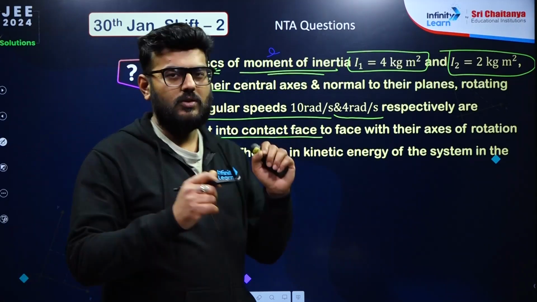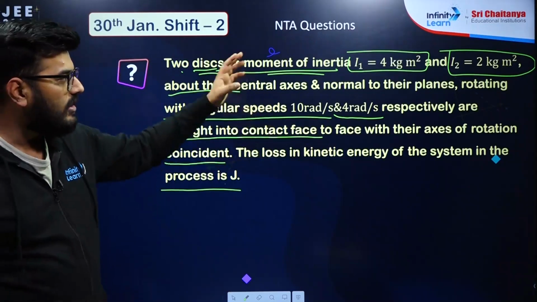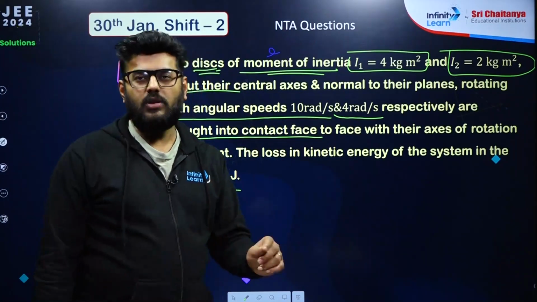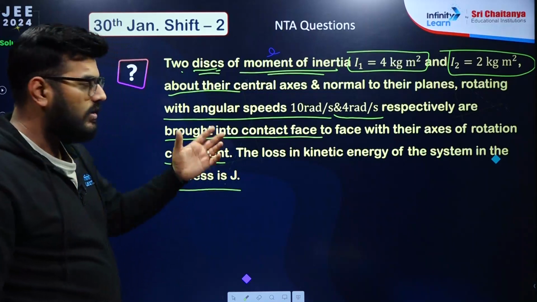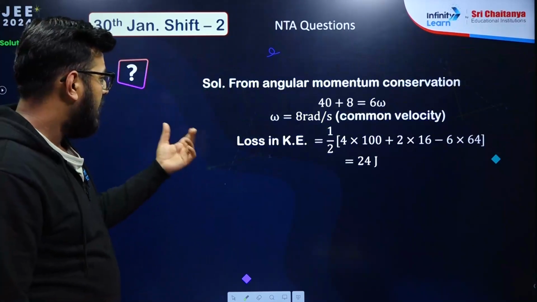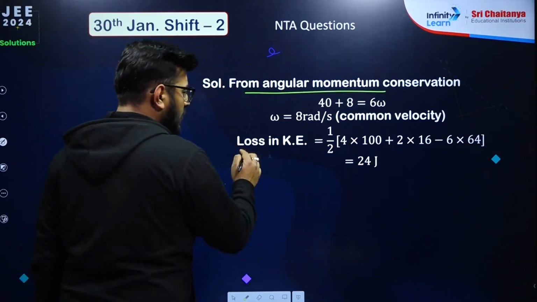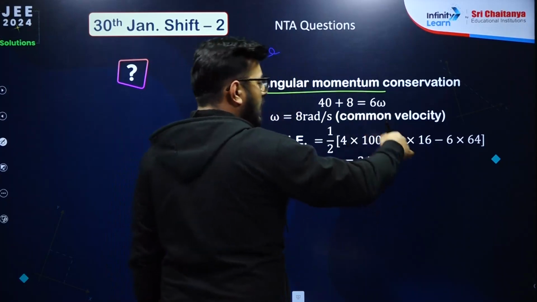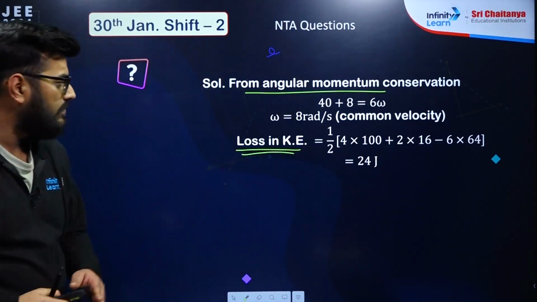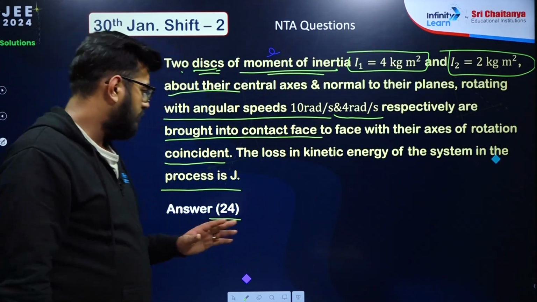Simple problem. It's a question of conservation of angular momentum. Both the disks after they are touching each other will move with a common angular velocity, and you can very easily find out there is definitely going to be a loss in the kinetic energy. By angular momentum conservation we have calculated the value of omega, and loss in kinetic energy will be initial kinetic energy minus the final kinetic energy. So what is the correct answer over here? The correct answer is 24 joules, right sir?